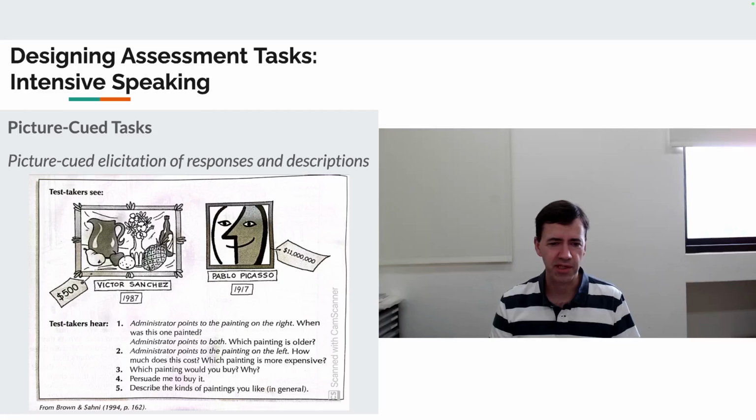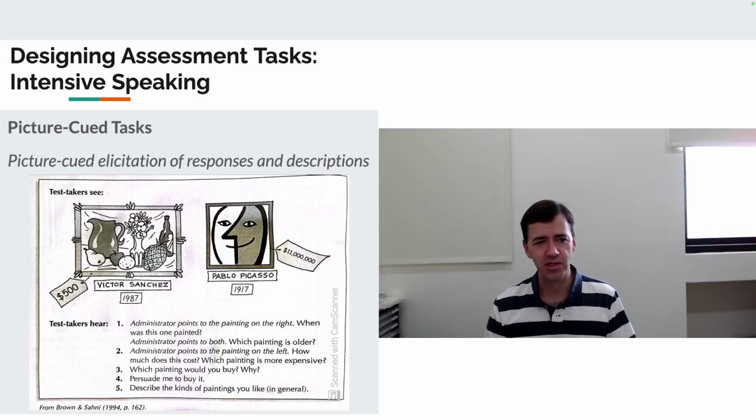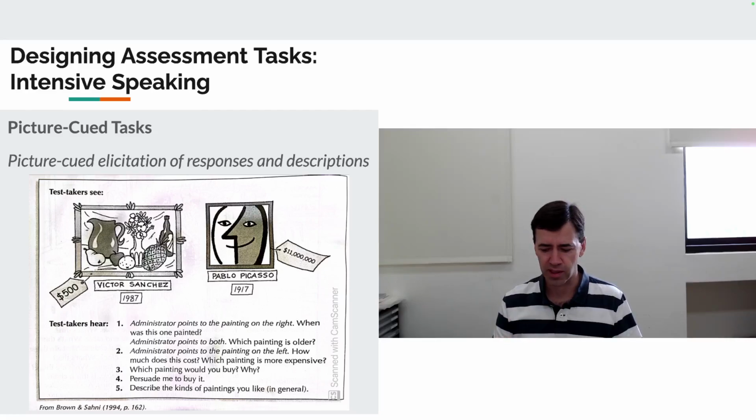I point to the painting on the right. When was this one painted? Which painting is older? How much does this cost? Which one is more expensive? So we're doing our comparatives here. Which one would you buy? Why? Persuade me to buy it. So this one's a little bit more challenging. It's got some controlled and some open-ended.